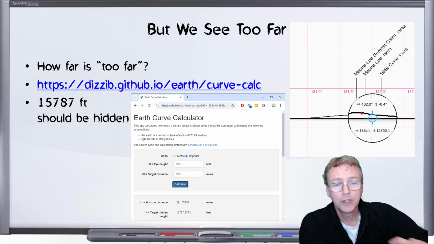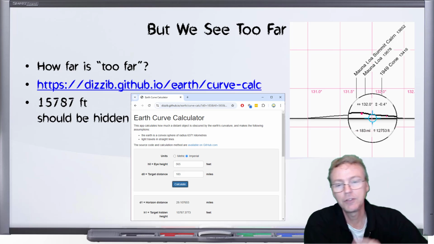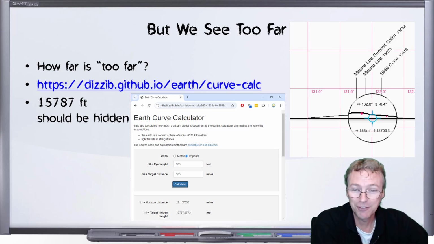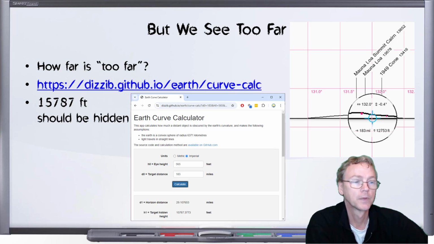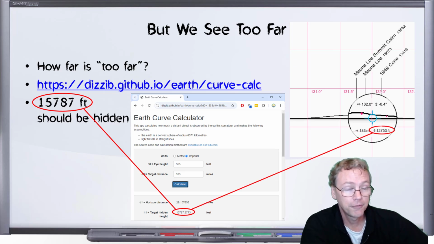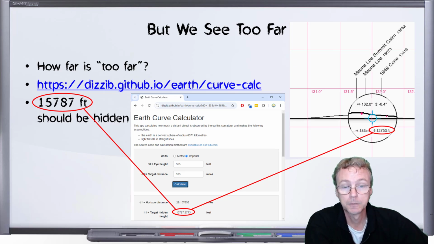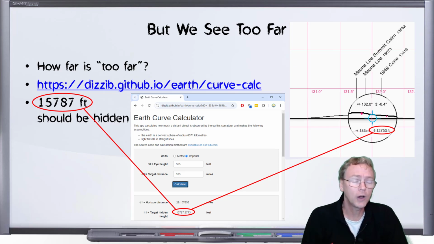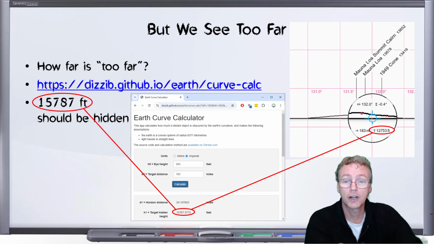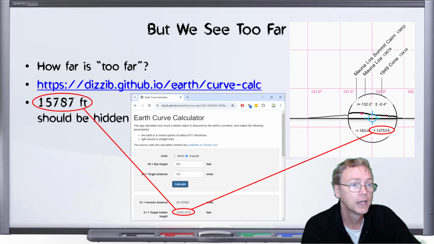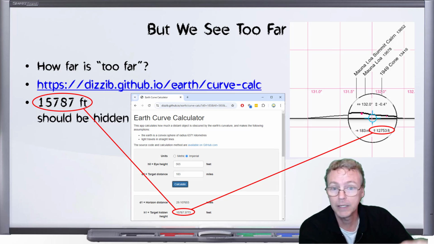And according to this curve calculator, 15,787 feet should be hidden. However, Peakfinder is showing us that we're seeing all the way down to 12,750 feet. So we are seeing well below the amount that should have been cut off. What should have been cut off was 15,000 feet. That's taller than Mauna Loa even is.